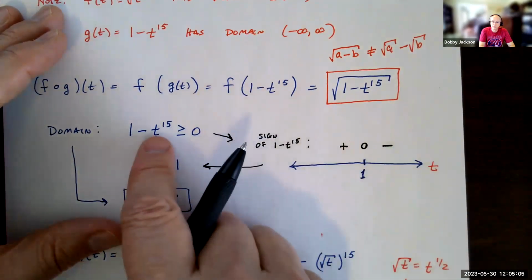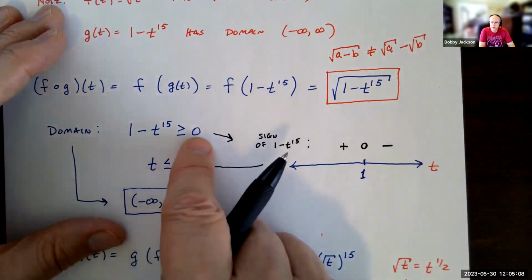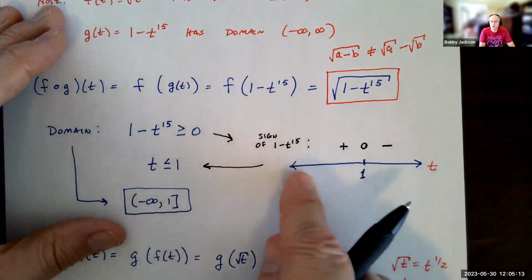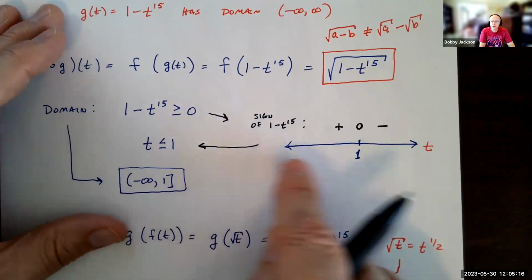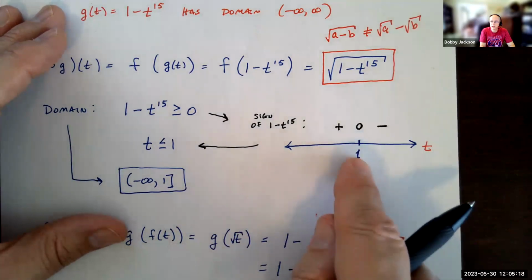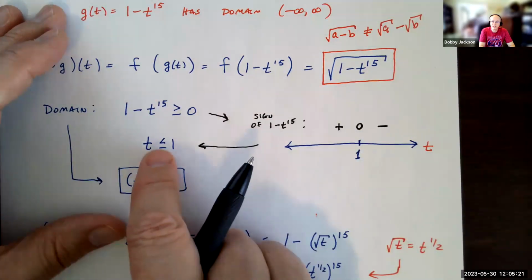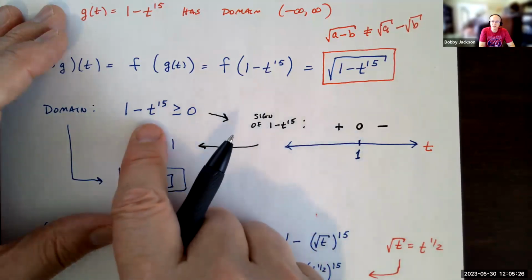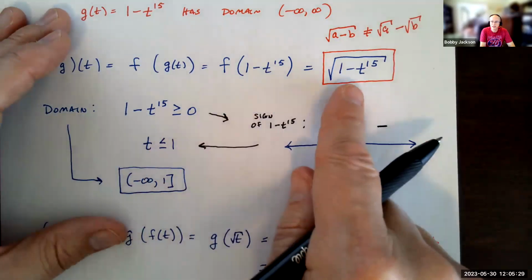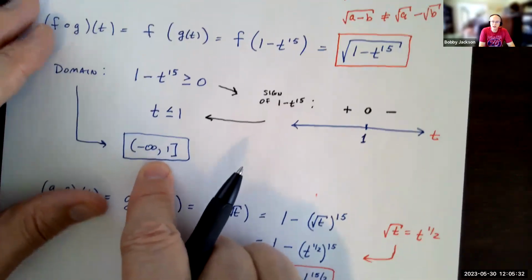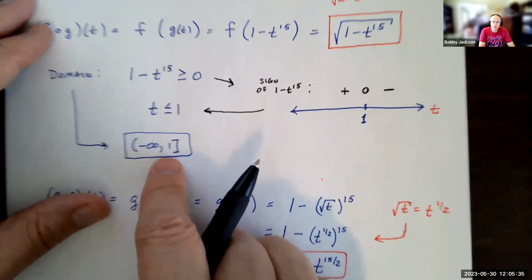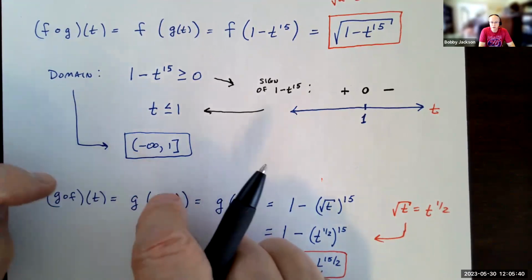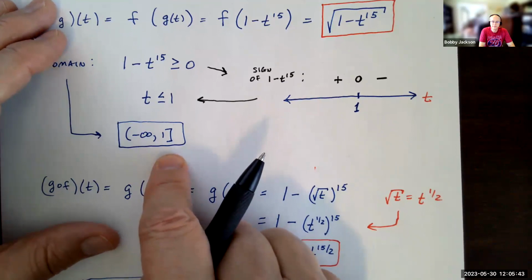Bottom line is, when is 1 minus t to the 15th greater than or equal to 0? When is it positive, right, for values less than 1? Since I'm looking for greater than or equal to 0, I'm going to also include 1 because that's where it's 0. So the domain is everything less than or equal to 1. That's when the value of 1 minus t to the 15th will be greater than or equal to 0. So I can take the square root of it. In interval notation, we write t less than or equal to 1 this way, and be careful, that's what they're looking for in Achieve. All right, read that little parentheses information there.